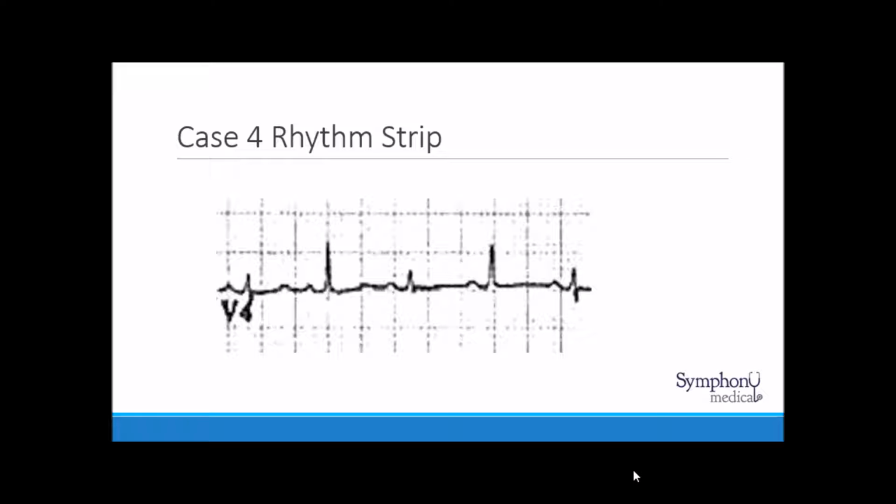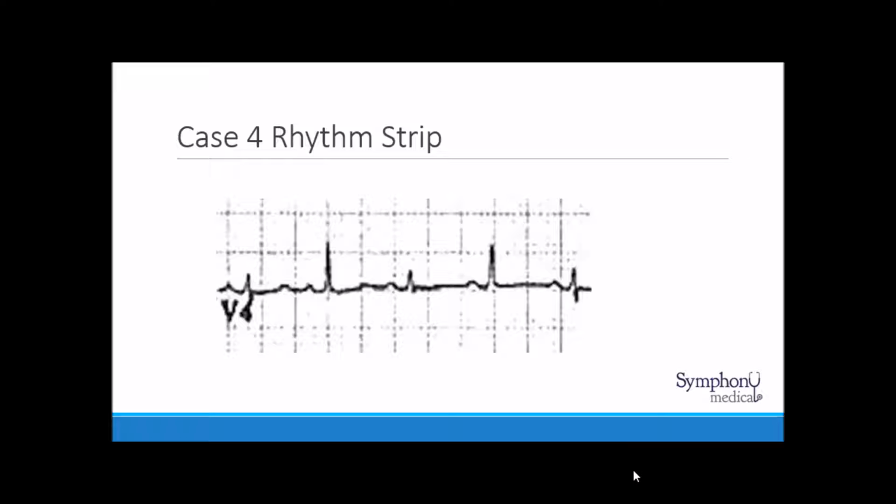Okay, so what if you also saw that on his rhythm strip or his EKG? That's electrical alternans. Why does that happen? And why is it swaying within the sac? Yep. Yeah, and if there's a big pericardial effusion, there's room within the pericardium for the heart to swing.